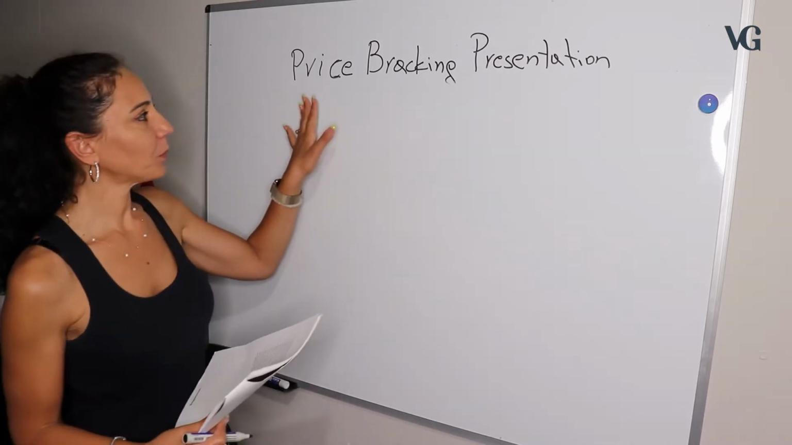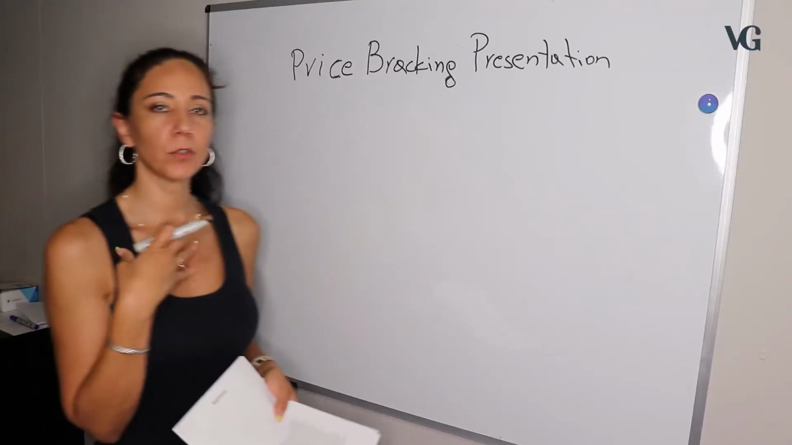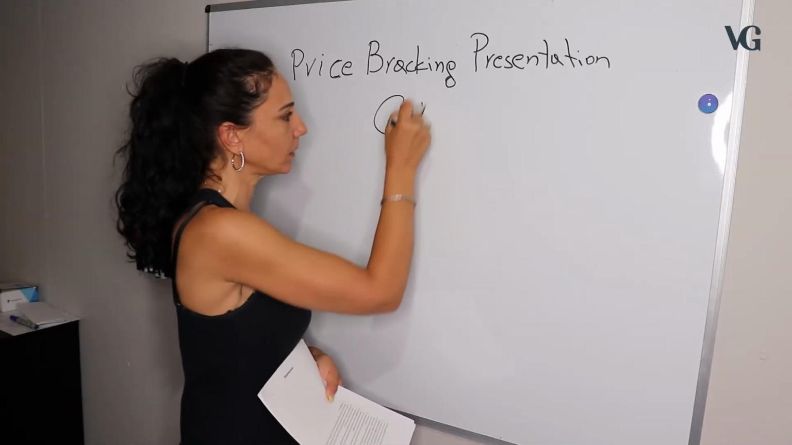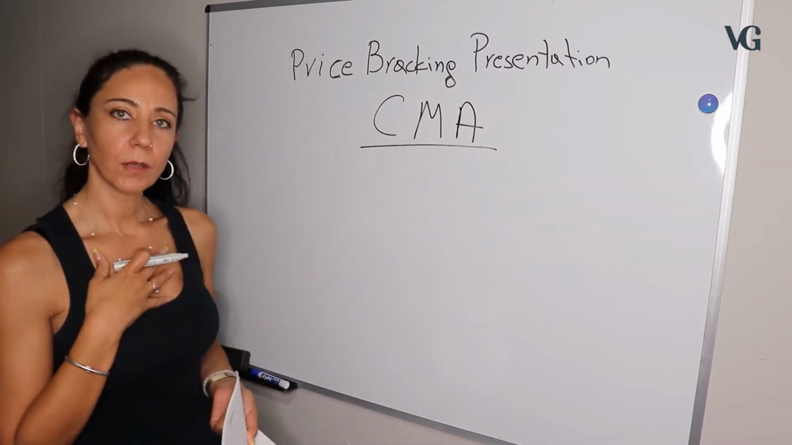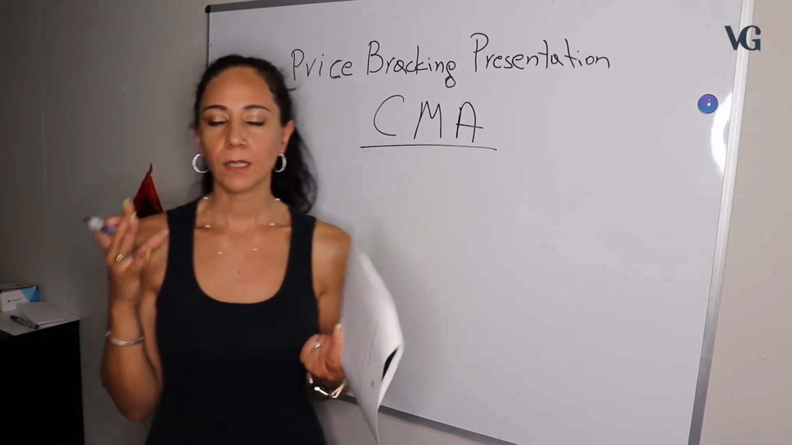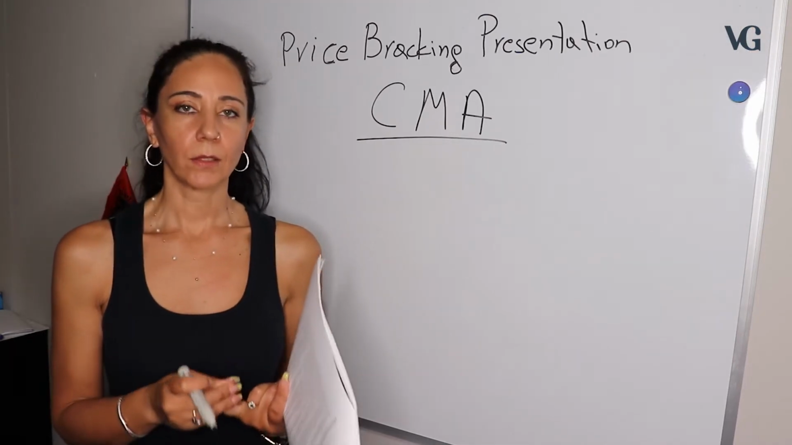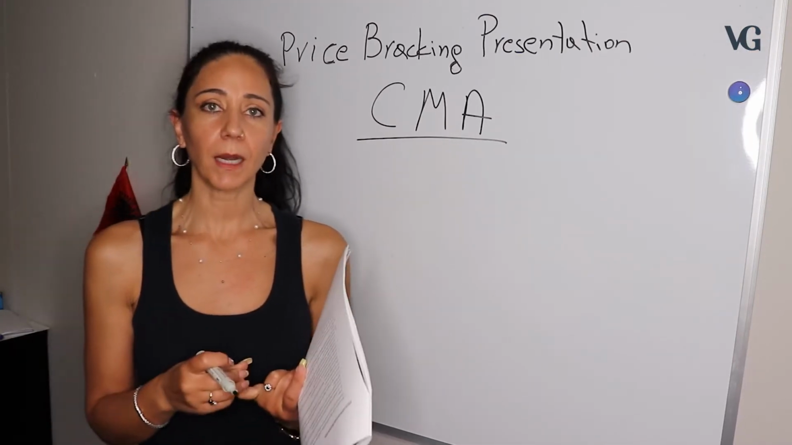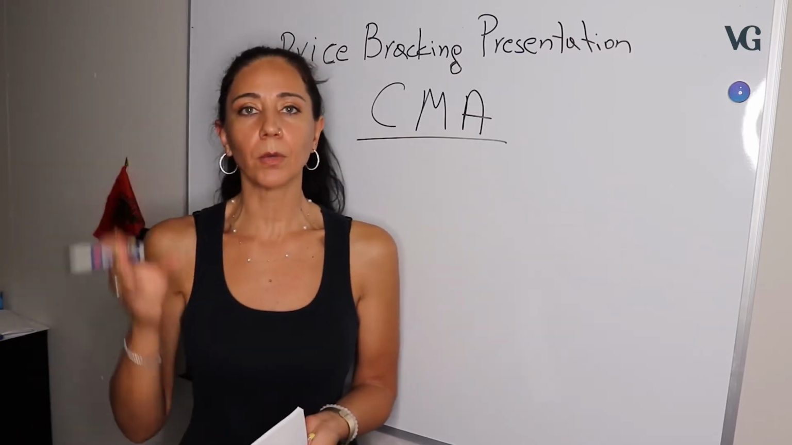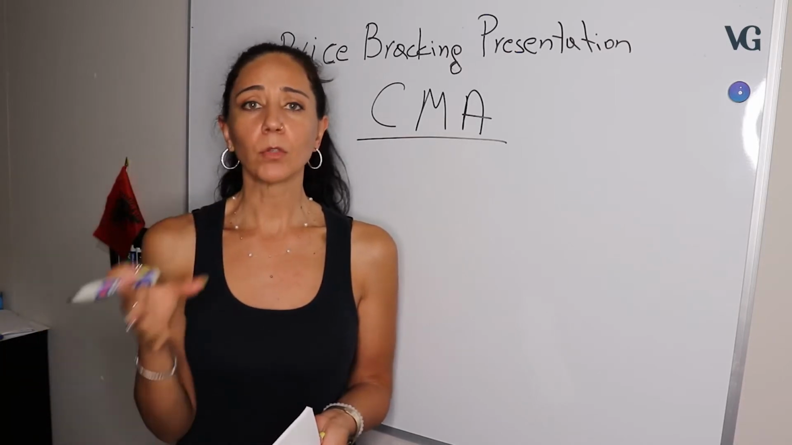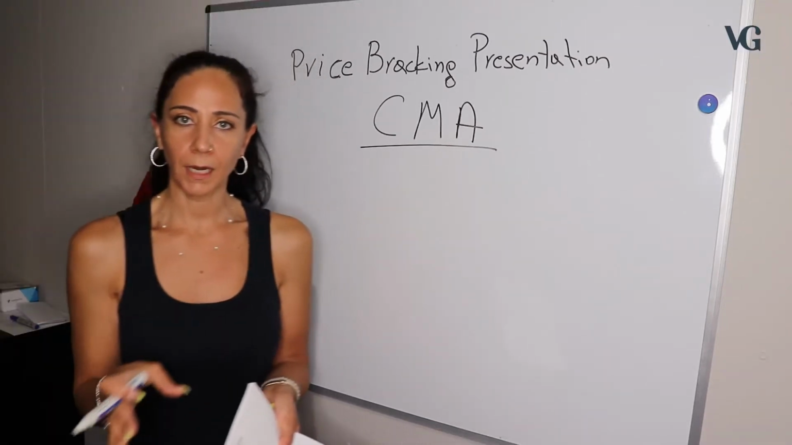Today I'm going to talk about the price bracketing presentation, which is one of the parts of the comparative market analysis, the CMA, when I present to my clients. When we decide on the pricing of the property, I want to make sure that we sell it for the highest market value, and also attract the highest number of qualified buyers, who will choose our property instead of other properties that are on the market right now.